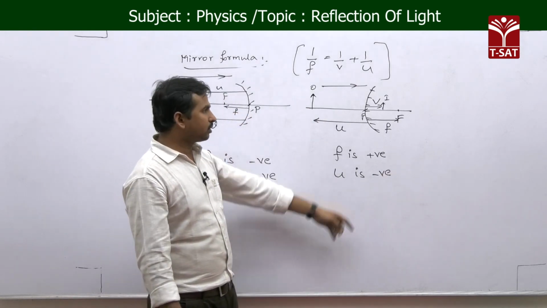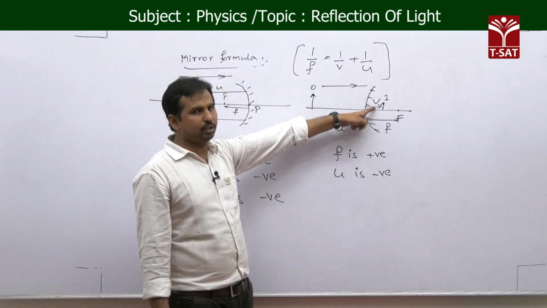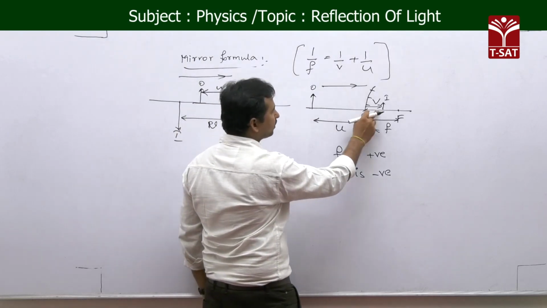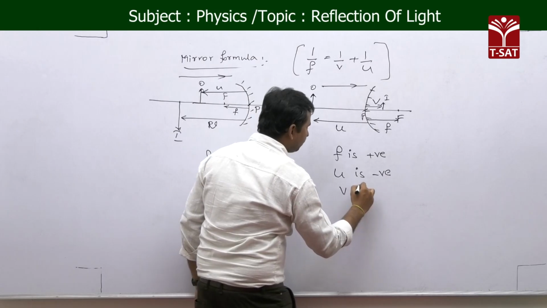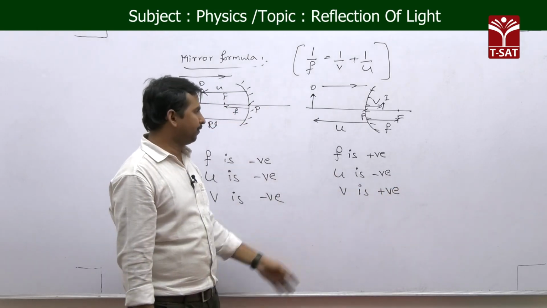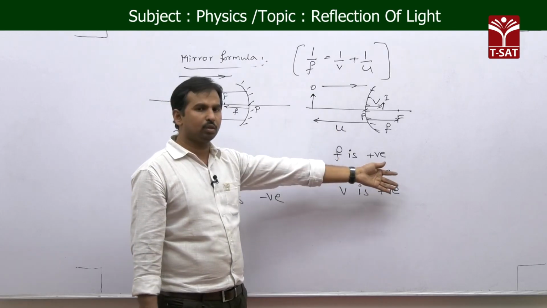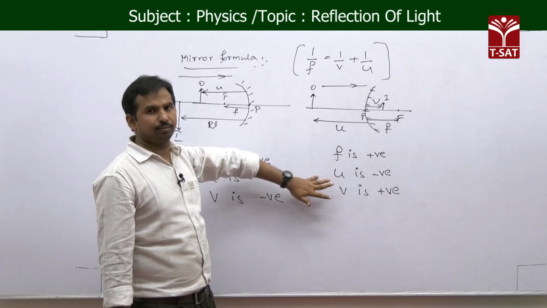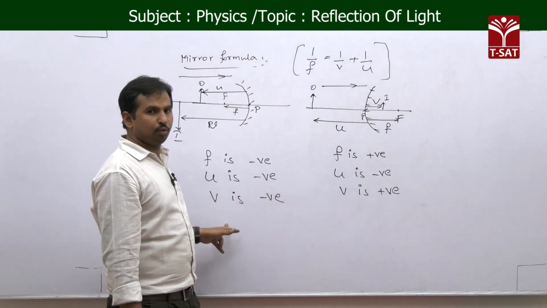Okay, whereas in case of v, the image distance, it is taken in the direction of the incident ray. As both are in the same direction, v is also positive here. So f is positive, u is negative, and v is positive in case of convex mirror. Okay, and this is for concave mirror.